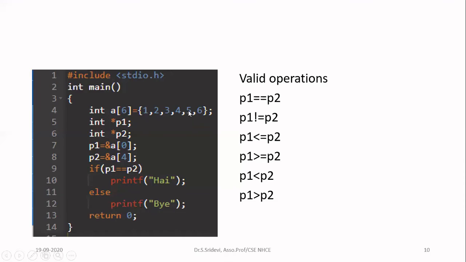Suppose in A of 4, instead of 5, I have 1. The values are the same, but the addresses are different. Try to understand, that's why I'm giving this example. Assume the values of A of 1 and A of 4 are the same, but their addresses are different. So in P1 is equal to P2, you are not comparing whether the values are the same, you are checking whether the addresses are the same. They are different, so in that case also you will get bye only. So these are the various operations you can perform for comparison of pointers.